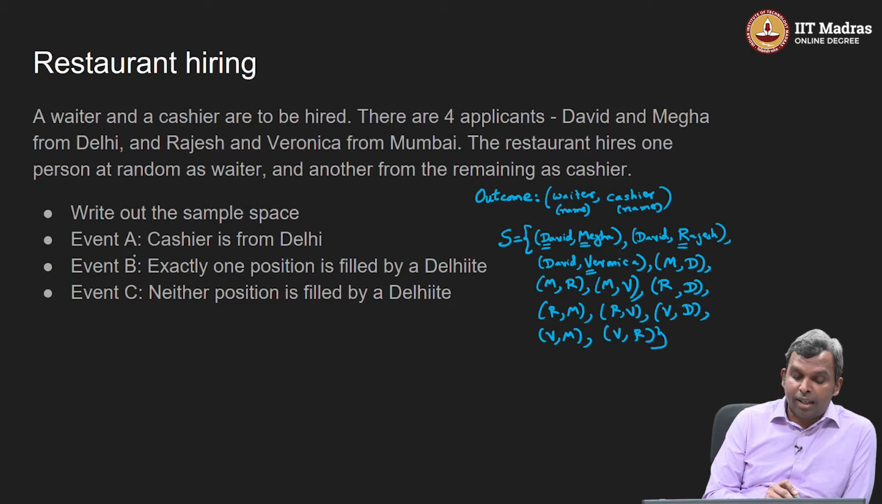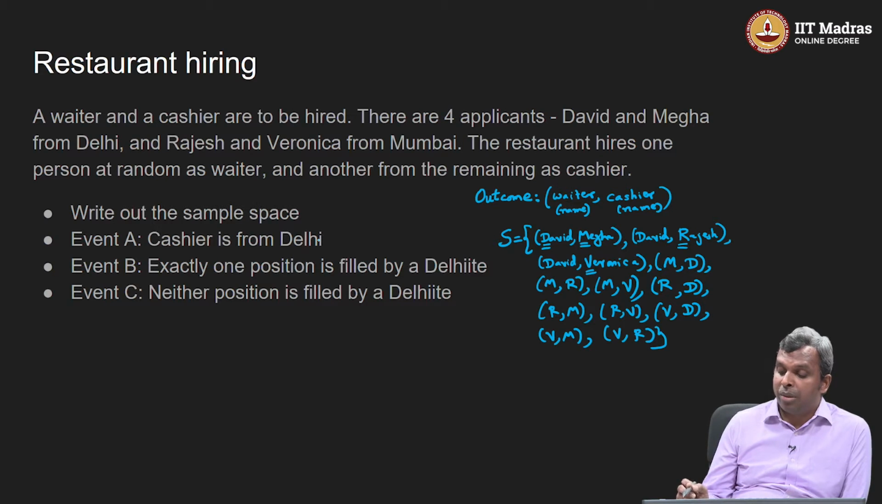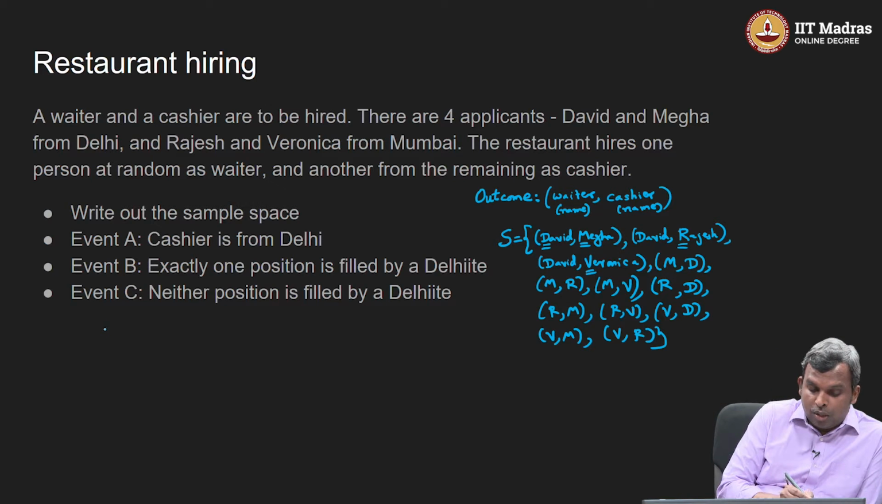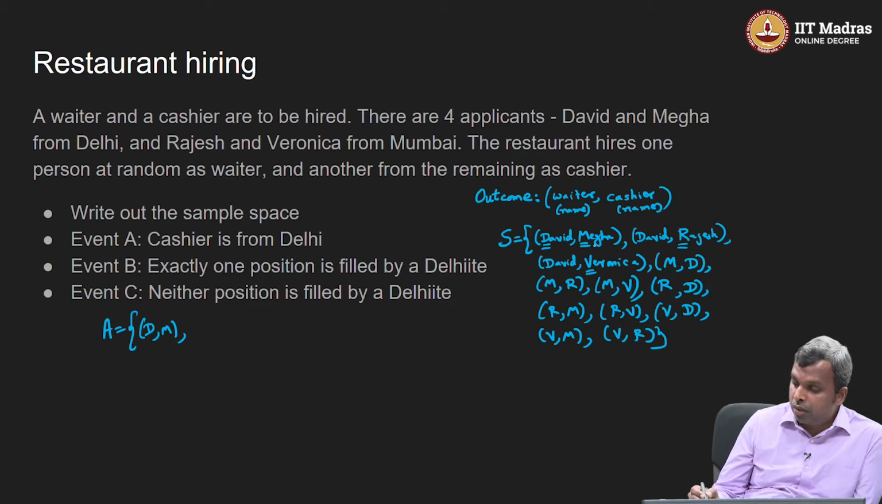The first event is A, which is cashier is from Delhi. Okay. So, if the cashier is from Delhi, the cashier needs to be either David or Megha, isn't it? Okay. So, the event A is basically the set David comma Megha, right. So, that qualifies for that, and the cashier is from Delhi. So, David is from Delhi. So, M comma D will also qualify, and then R comma D, R comma M, and then V comma D, V comma M.